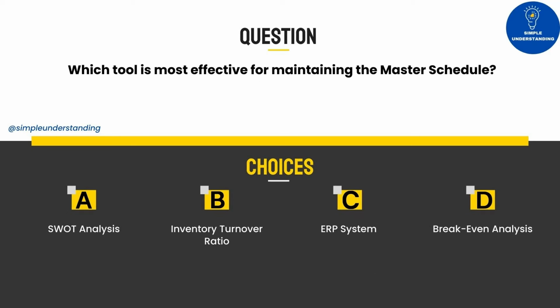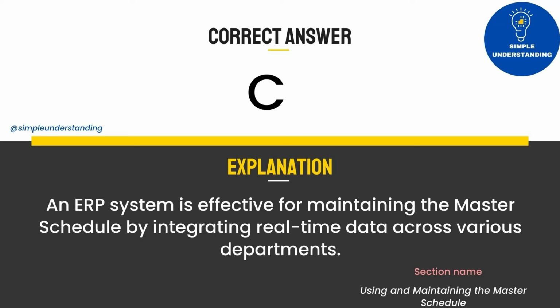4. Which tool is most effective for maintaining the master schedule? A. SWOT analysis. B. Inventory turnover ratio. C. ERP system. D. Break-even analysis. Correct answer: C. Overall explanation. An ERP system is effective for maintaining the master schedule by integrating real-time data across various departments.